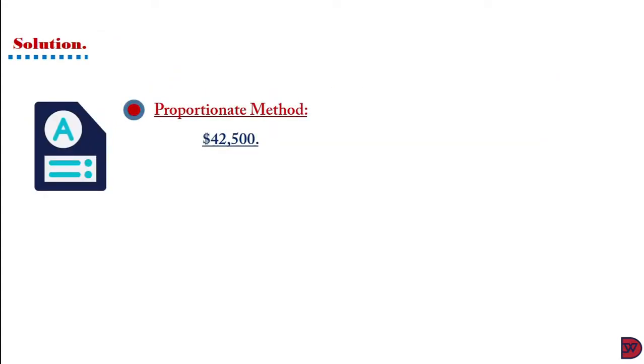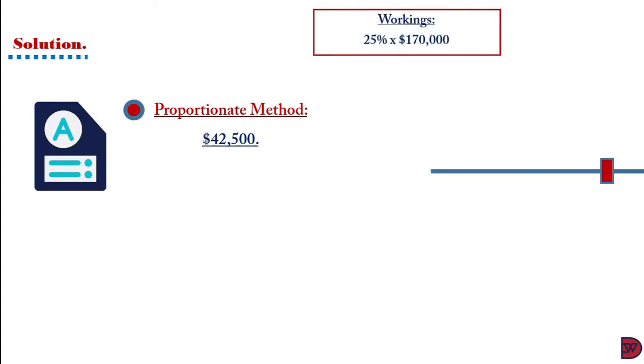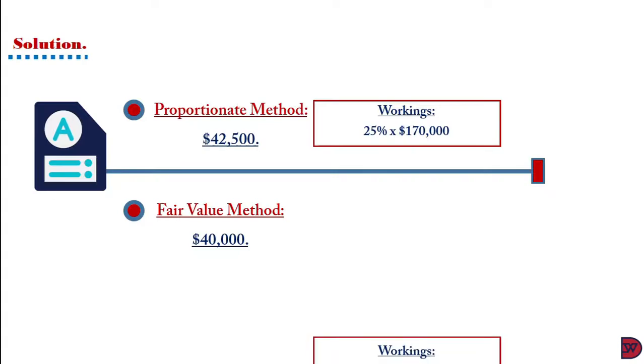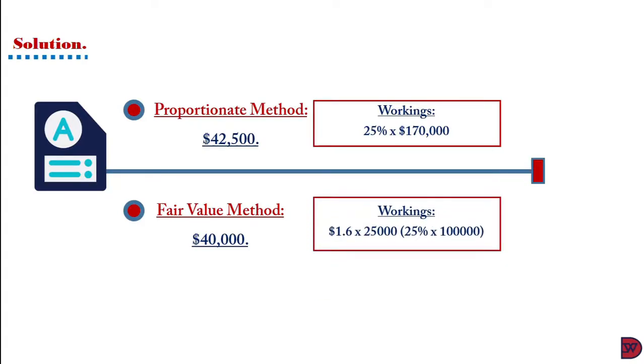Under the proportionate method, the non-controlling interest at acquisition will be $42,500, which is the 25% multiplied by the net assets of the subsidiary. The second method, which is the fair value, will give a value of $40,000, which is the $1.6 value of the subsidiary share, multiplied by the number of shares that the non-controlling interest holds, which is 25,000, arrived at by multiplying the 25% holding by the total shares of the subsidiary, which is 100,000.